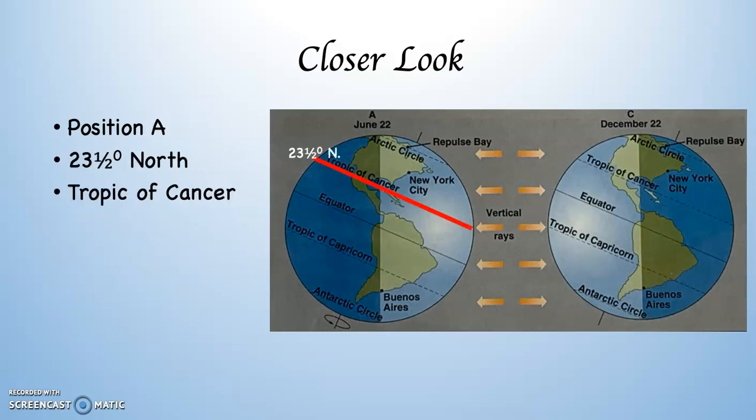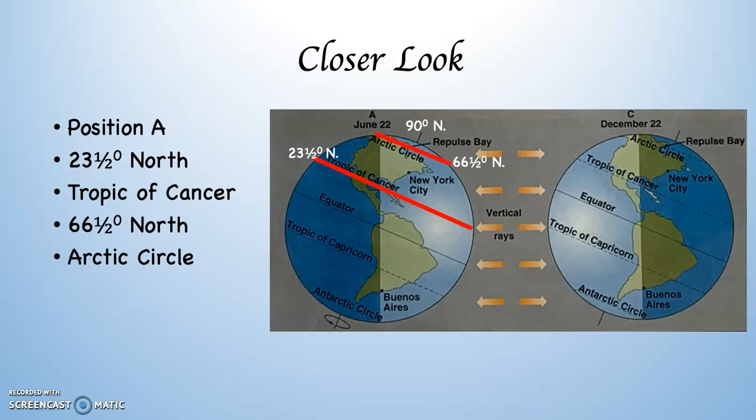So again, if you look, you can see that the direct rays of the sun, vertical solar radiation, 90-degree angle sunlight, will be striking on June 21 or 22, our summer solstice in the northern hemisphere, at their farthest position north, which is known as the Tropic of Cancer, 23.5 degrees north. Notice this also.